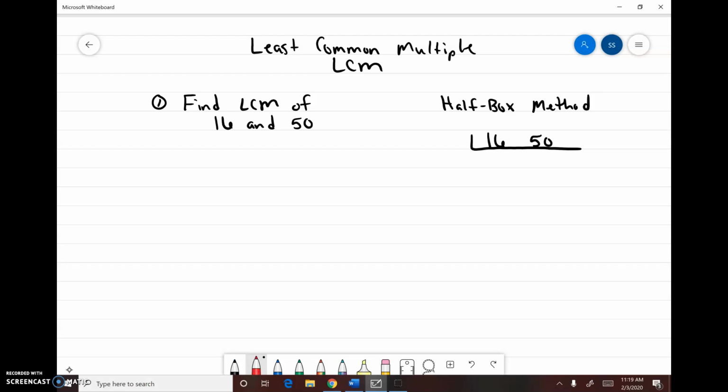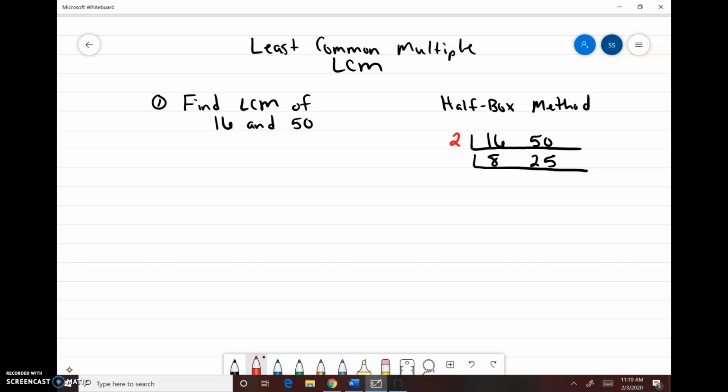Now, we are going to divide these numbers by a prime factor that goes into either one or both of these numbers. Because they're both even, I know I can use 2 first. When I divide 16 by 2, I get 8. 50 divided by 2 gives me 25. Now we put our half box around our new numbers and we repeat the process. We repeat this process until both of these numbers inside of the half box are 1s.